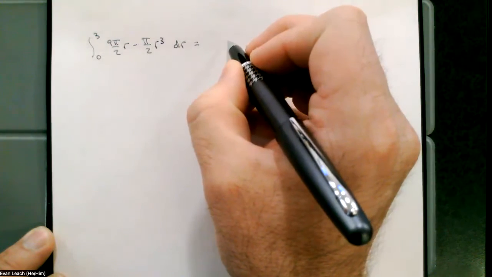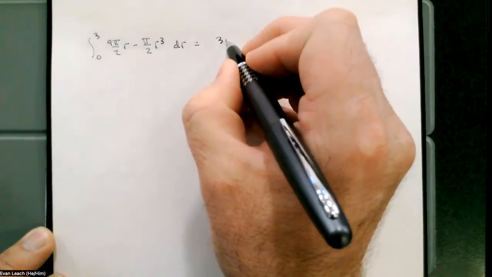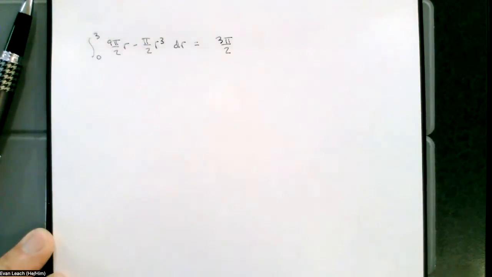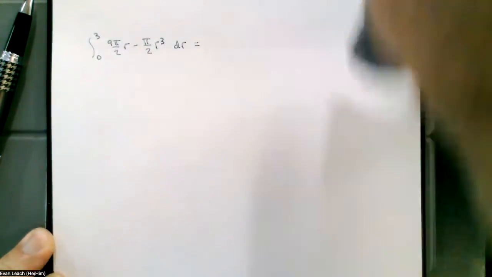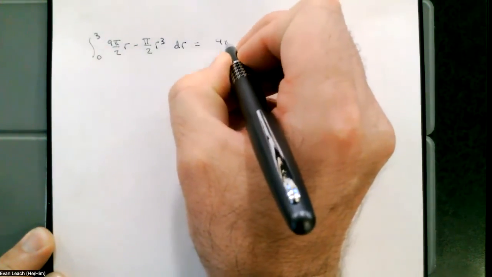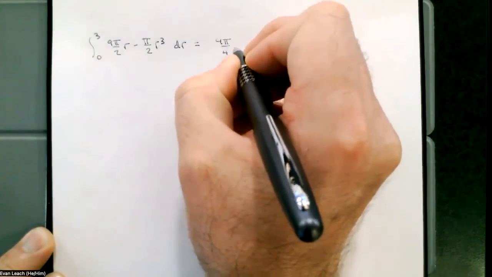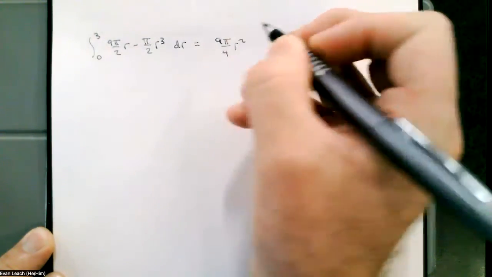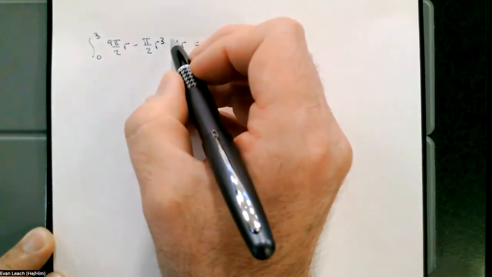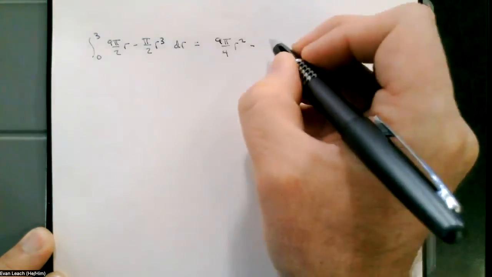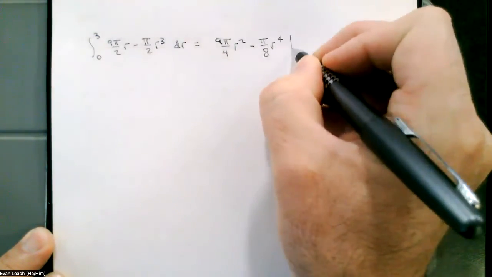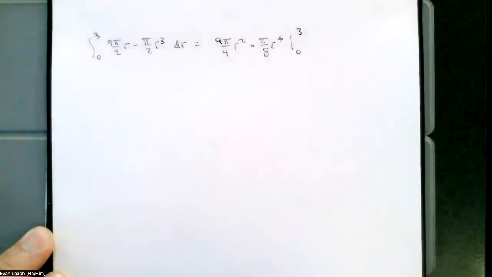We'll have 3 pi over 2. Oh, no, that's the next one. This one is the r squared. So 9 pi over 4 r squared. Minus, add 1, 4. So pi over 8 r to the 4th, evaluated from 0 to 3.